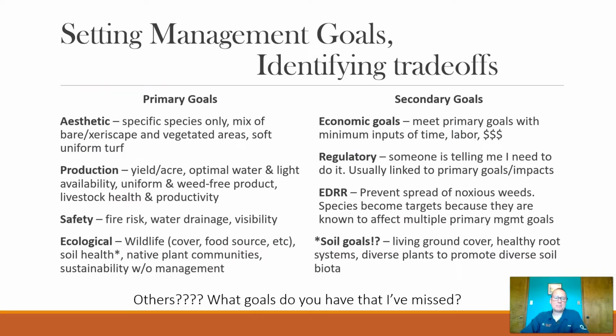So how do you identify your goals? Well, you've got primary goals and then potentially secondary goals. Your primary goals may be aesthetics. Maybe you have a certain look or a xeriscape or a lawn or something that you want your yard to look like. Or maybe your primary goal is production, if you have a field or a ranch that you're trying to get an amount of production out of. Maybe your identified goal is safety. You're trying to reduce the fire risk around your home or increase the quality of your water drainage or the visibility from your home. Or maybe your management goal is ecological in mind, looking for ways to attract pollinators or native wildlife. So those are all possible primary goals.